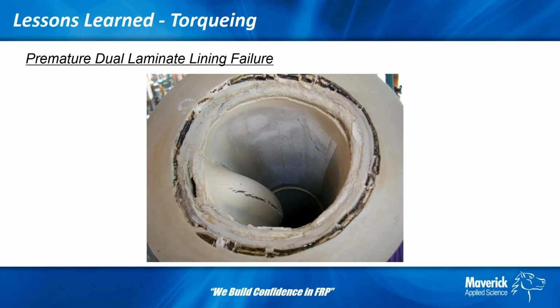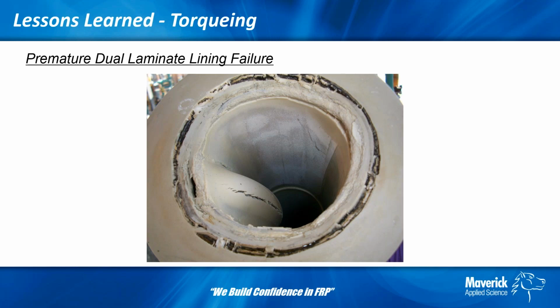I've been in ASME for over 20 years probably, and regardless of the material, one of the biggest discussions that you hear almost every meeting is the discussion of torquing, flanges, and flange failures. Here's an example of a dual laminate system. This was, I believe, a polypropylene lining.